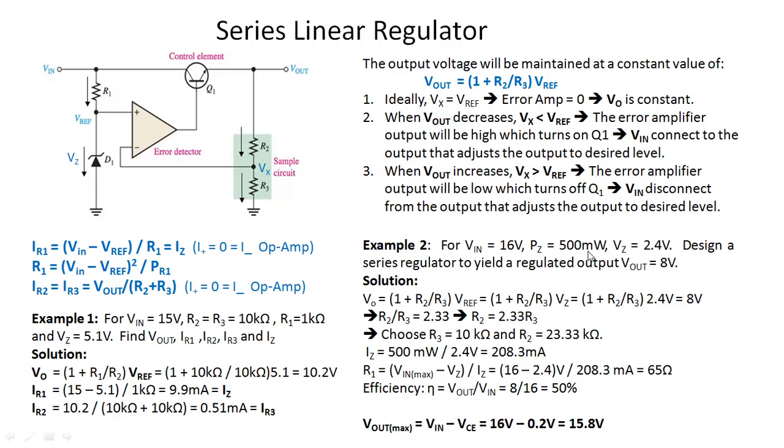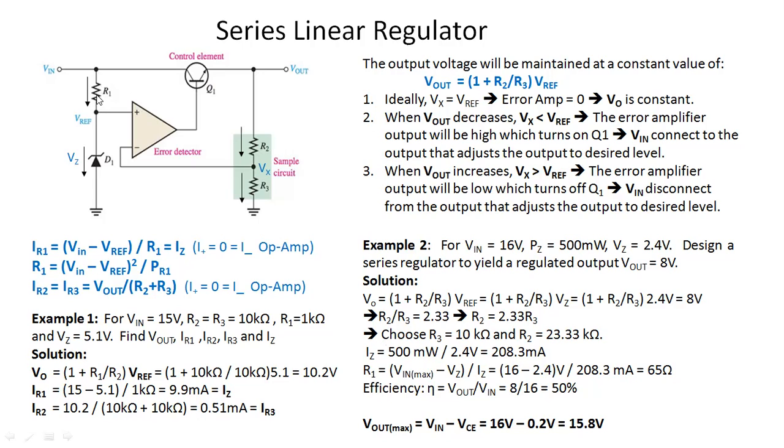They have given 500 milliwatt, and what is the voltage of the Zener? 2.4. So you can take IZ equal to PZ upon VZ, that will be equal to 500 milliwatt upon 2.4 volt. So here you will get the value of current flowing through the Zener diode, that will be equal to 208.3 milliampere.